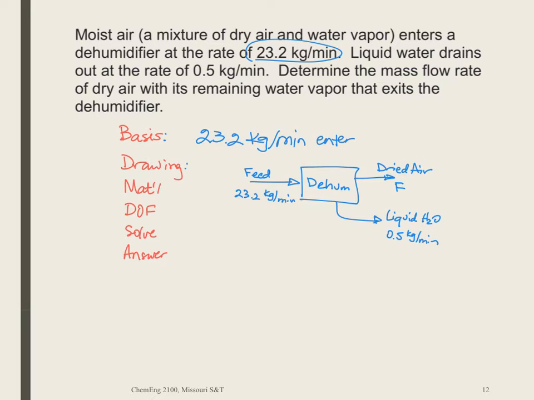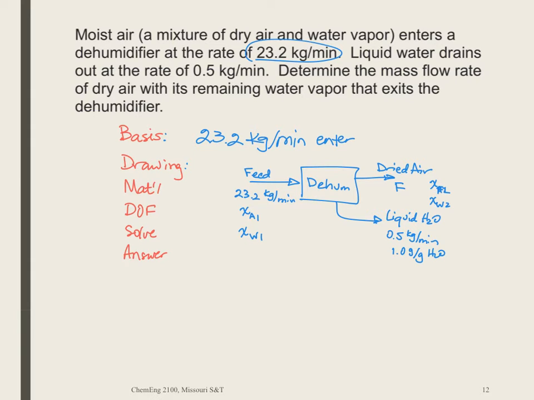I have a flow rate here and I have a flow rate here. This is going to contain some water vapor and some air. This one will contain some water vapor and some air. That should be an A. That's stream 2. And this one is 100% water.